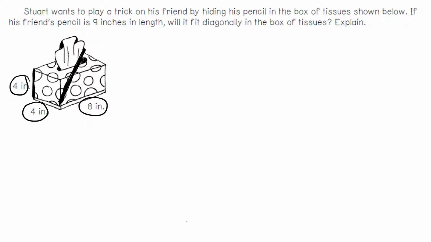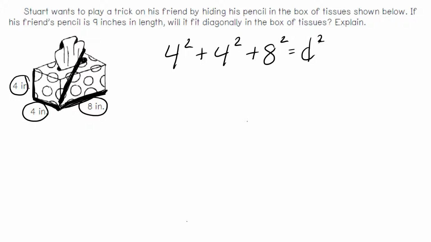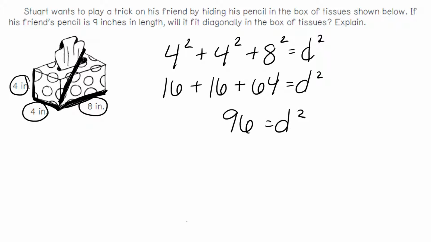4 represents our height in the back, 4 represents our side going from back to front, and 8 represents our length along the front long edge. It does not matter what order you plug your numbers into the equation. Any order will get you the same answer. 4 squared is 16, 4 squared again is 16, 8 squared is going to give us 64. Add those together, 16 plus 16 plus 64 is going to give you 96. Last step of the Pythagorean theorem is to take the square root, and the square root of 96 is 9.79.